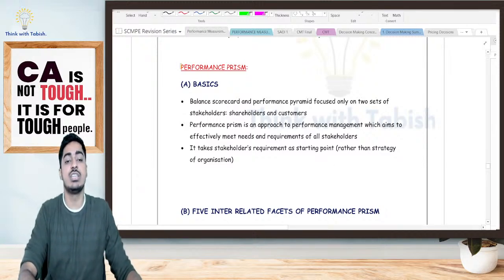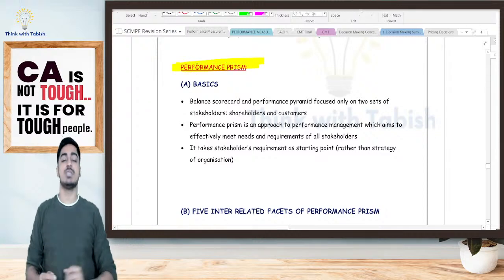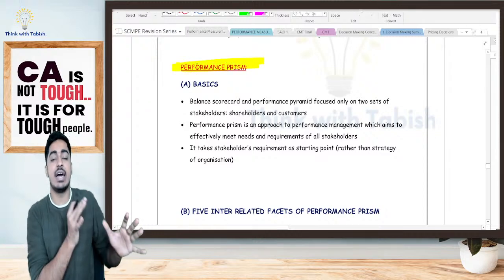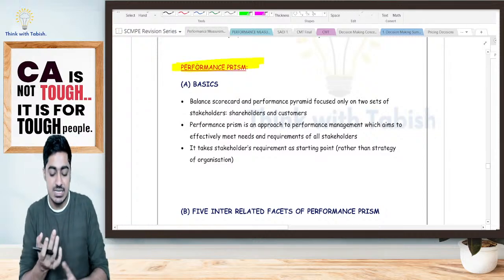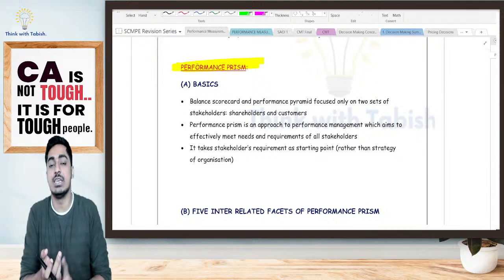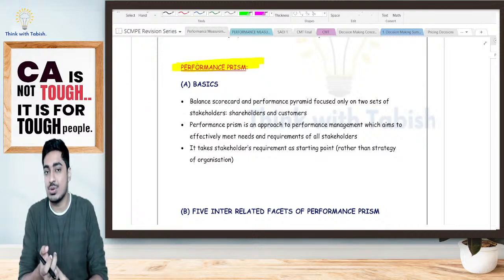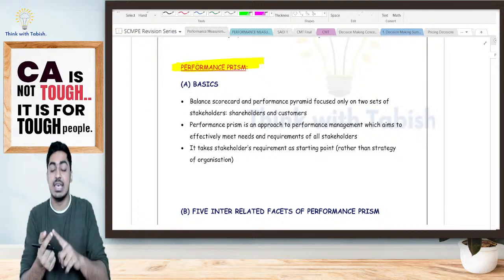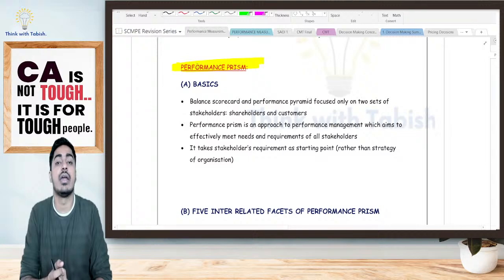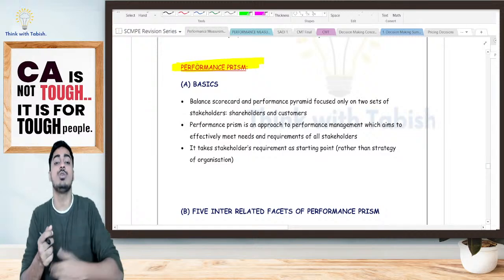So the next model that we have is the performance prism. Now we started our journey with non-financial performance measures. Firstly, we saw the triple bottom line, three bottom lines. Then we saw the balanced scorecard, four different dimensions. Then we also saw our performance pyramid. Now we are going to the performance prism.